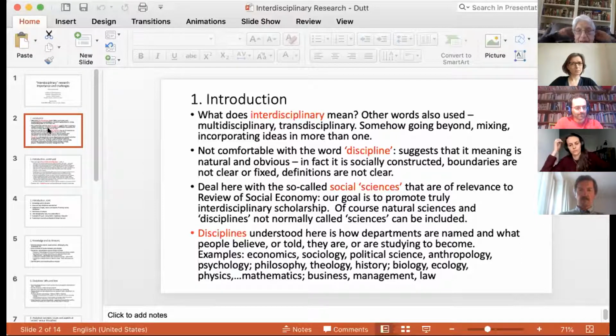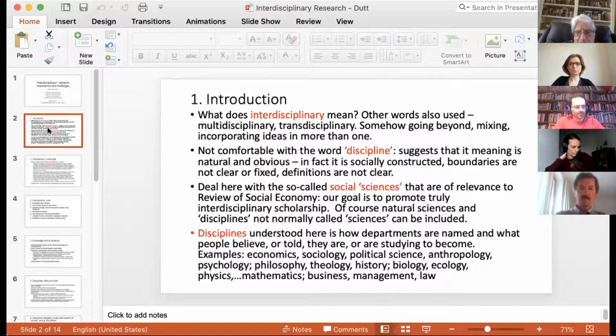So first of all, what does it mean? Well, there are other words that are also used: inter, multi, trans. It somehow suggests going beyond or mixing or incorporating ideas from more than one discipline. And discipline, of course, seems very natural and obvious to us. In fact, I'm not at all comfortable with the word discipline, being rather undisciplined myself, but it is, as people have pointed out, socially constructed, the boundaries are not clear or fixed, and the definitions of each of these so-called disciplines is not clear. So here I will focus primarily on the social sciences.